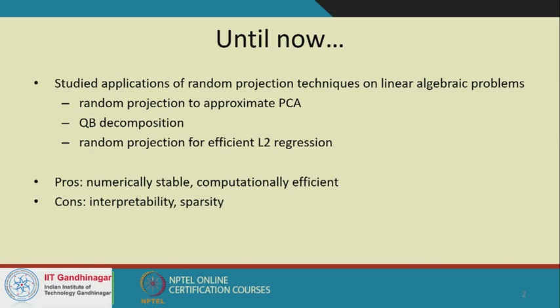Okay? So the pros of these techniques have been that a lot of them are numerically stable and hence practical. They're also computationally efficient, theoretically as well as practically. But the cons is that when you're computing random projection, the result might not always be very interpretable. For instance, imagine that we started with a matrix of documents versus words, and then we took some random projection of it on the column space, and we have some documents versus projected directions.